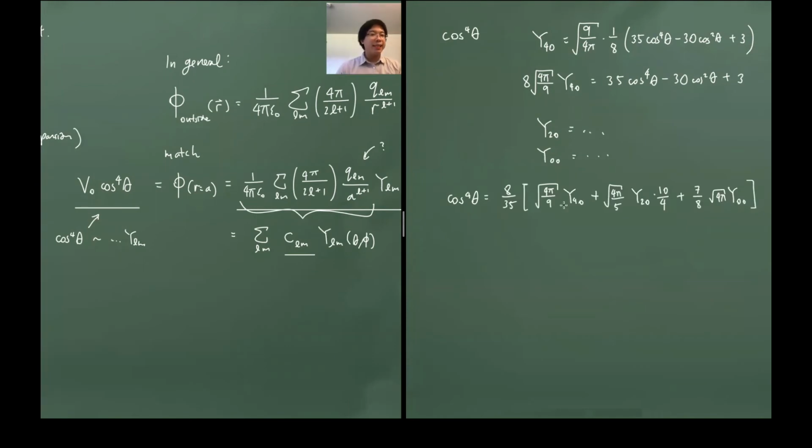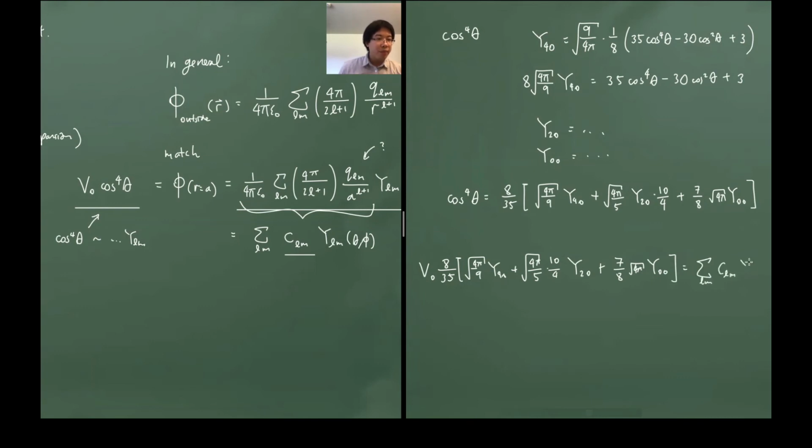Okay, so that is basically the spherical harmonic expansion for cosine theta to the power of 4. So we also have a V0 over here. So now we're ready to compare the coefficients, right? So let's write it out more clearly. On the left-hand side, we have this situation. And on the right-hand side, we have C_LM Y_LM, this over here.